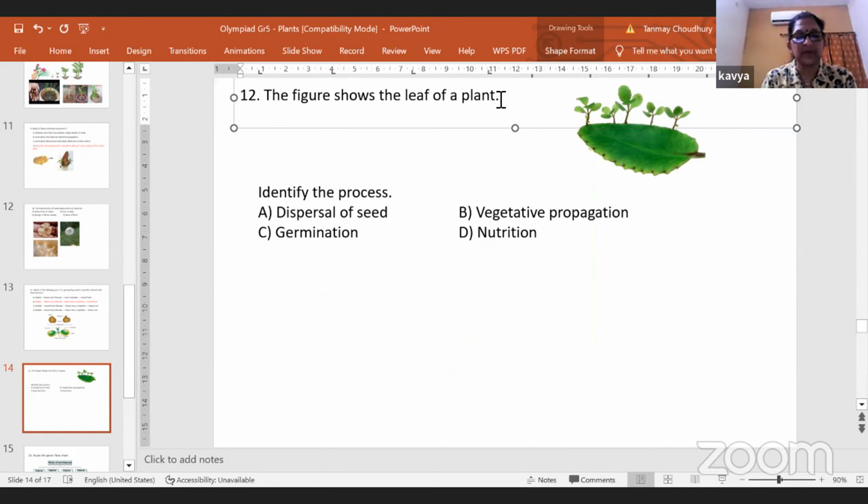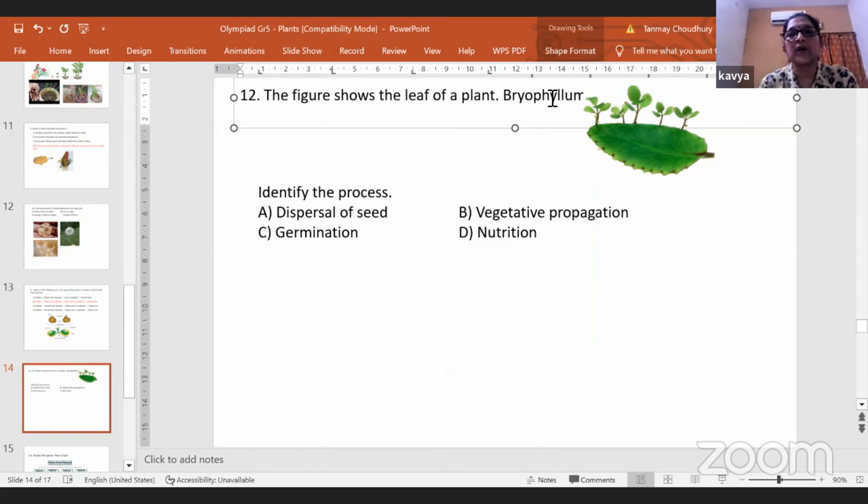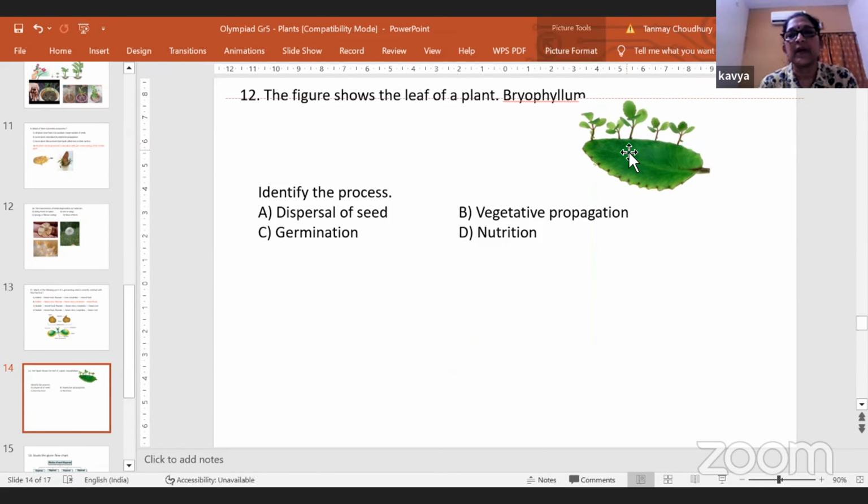I'll just write down the name of the plant. Bryophyllum, that is the name of the plant. Okay. You can find that from every notch. Notch means these are these tiny black dots which you see. These are the notches of the leaf. From every notch, there is a small plant coming out. Okay. So if you put this leaf on soil, there will be so many new plants you will see.